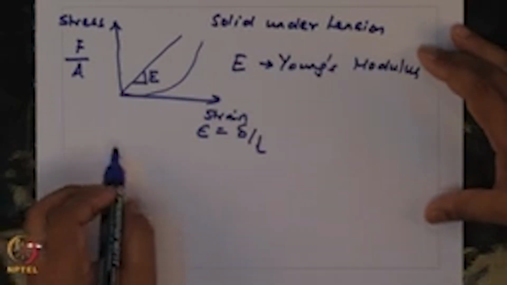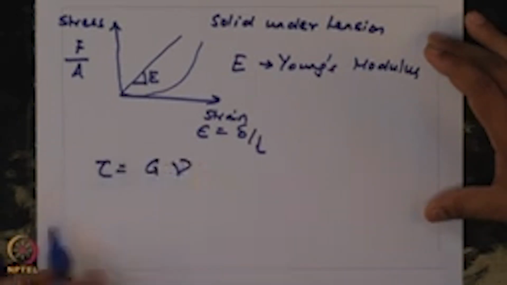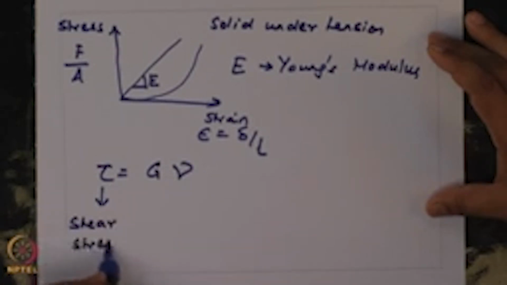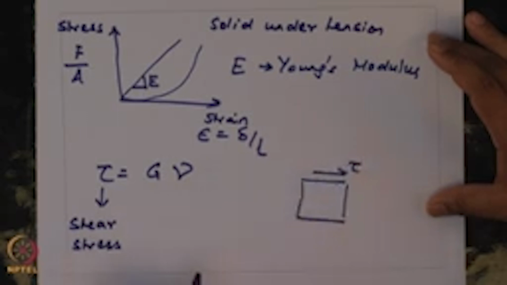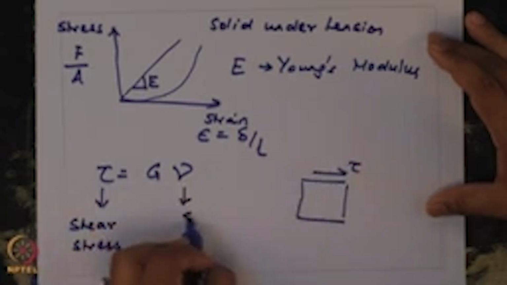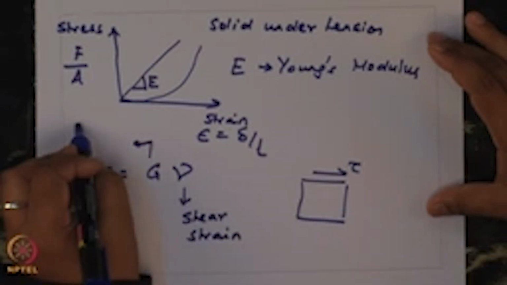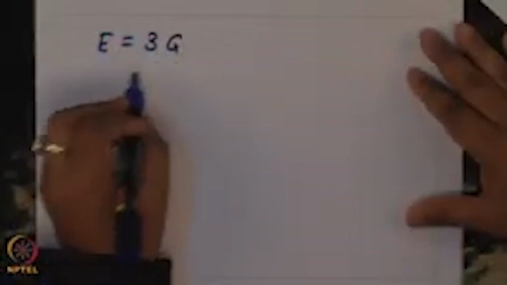I can write a similar equation, tau is equal to G gamma, where tau is the shear stress that is applied. Shear stress is applied in a tangential direction, and gamma is the shear strain and G is the shear modulus. In the last class I also told you that for an incompressible material I can write E simply as 3G.